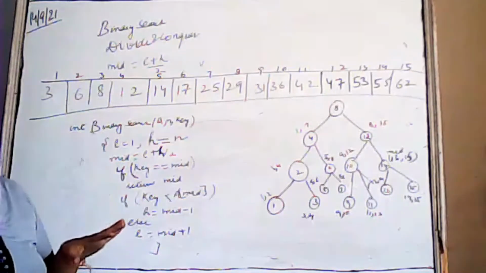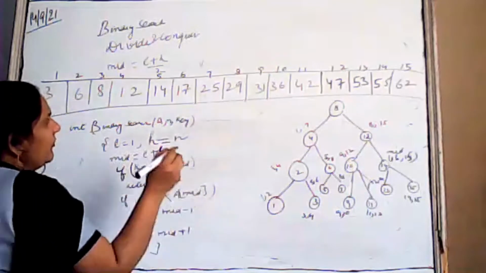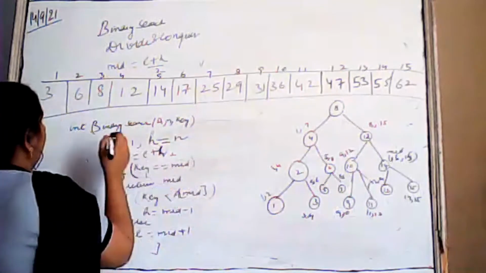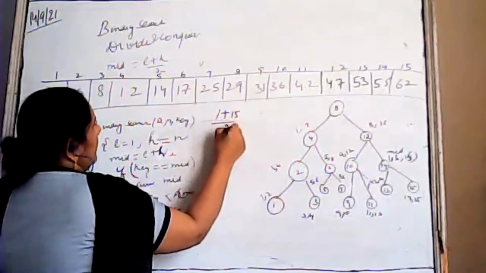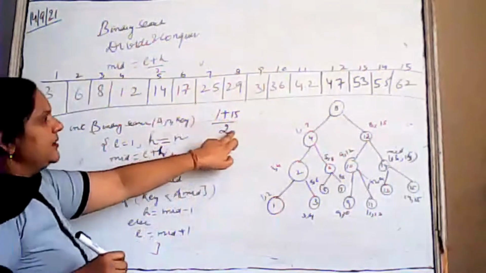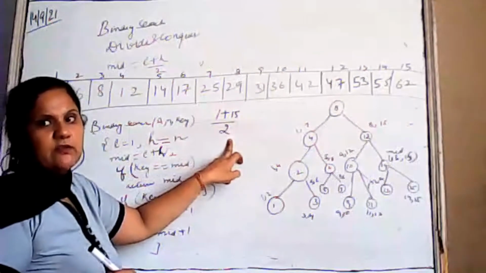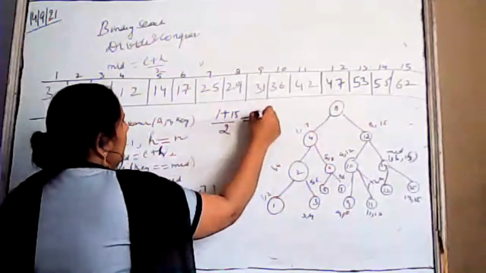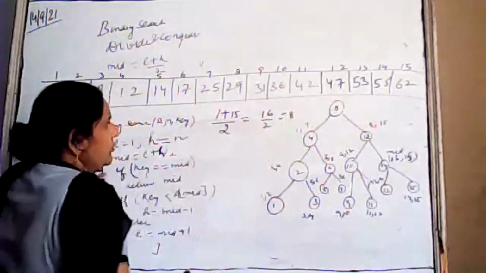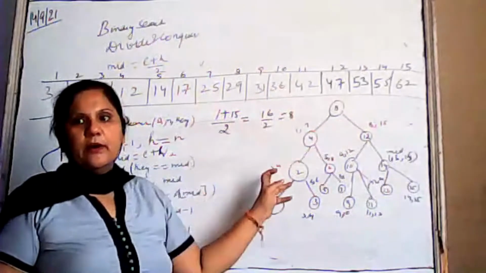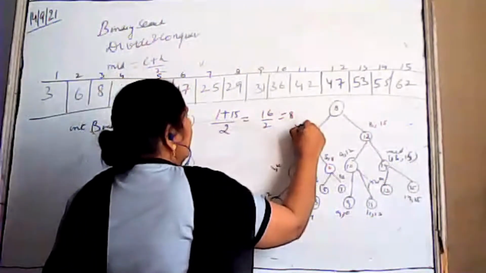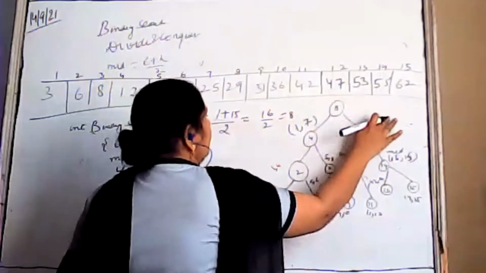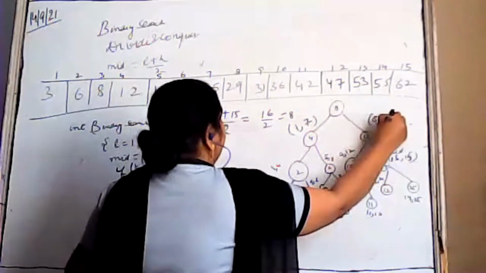These are the 15 numbers which are given to us. So how will we partition this list? Lowest index is 1, highest index is 15. So this list will be partitioned at 16 by 2, that is 8. So this is 8. There are two partitions: the first partition will have the elements from 1 to 7, and the second partition will have the elements 8 to 15.